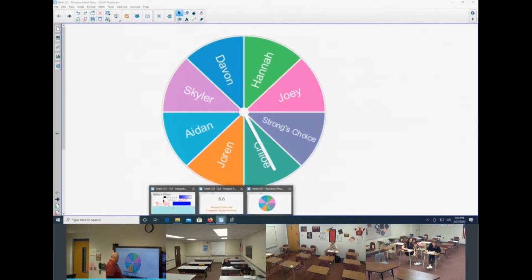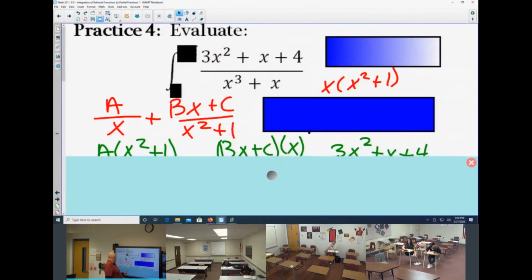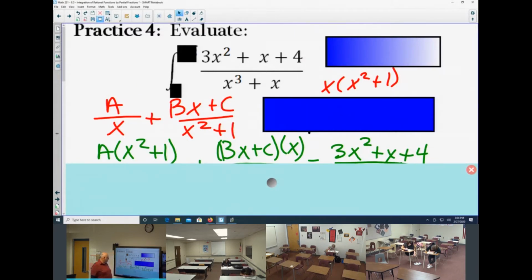All right, so Chloe, what do I multiply the A by? Now we're in the next phase of it, trying to get common denominators and add those. X squared plus 1. And what do I multiply bx plus c by? X. Okay, so go ahead and do that. And let's go ahead and keep going and then solve for a, b, and c.